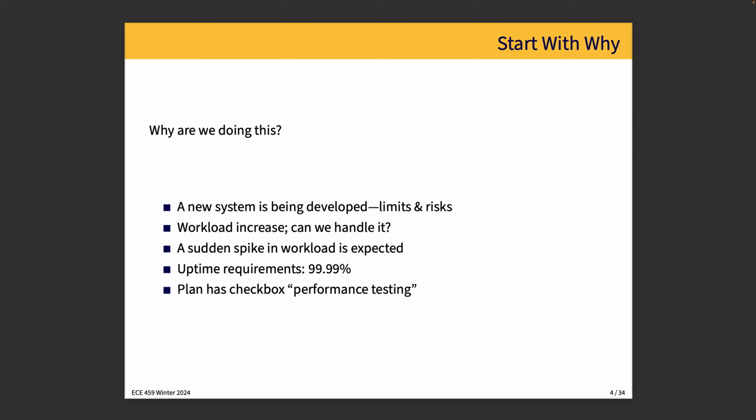Number 3 on the list is a sudden spike in workload is expected, and in this case I'm thinking tax season, right? If you make software that does tax filing, and in Canada the due date is April 30th, and you need to submit your taxes on or before that date to not have to pay late penalties if you owe money, right? That sort of thing. It puts a big spike in the workload.